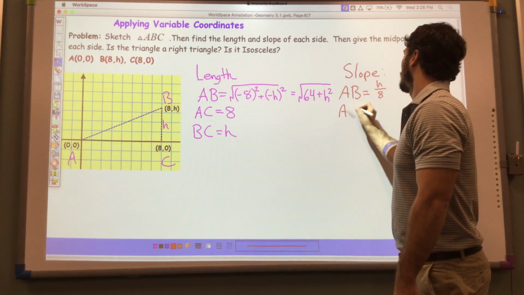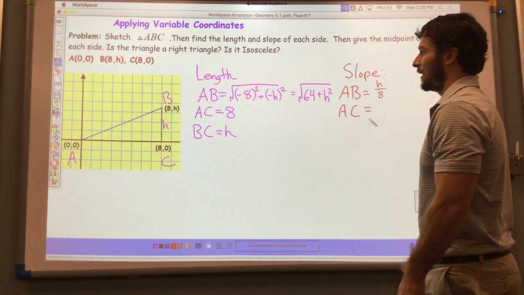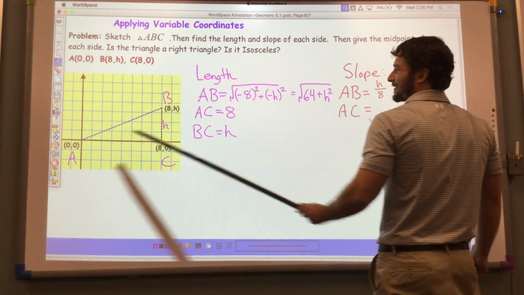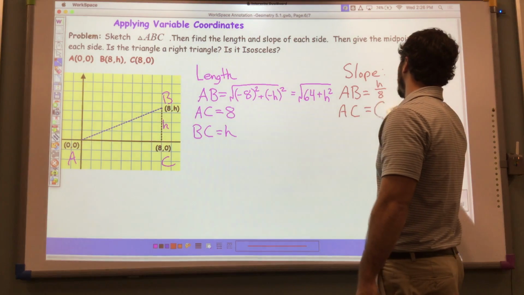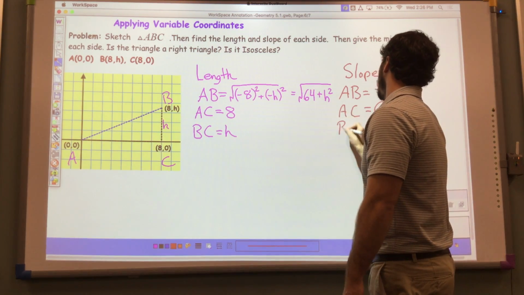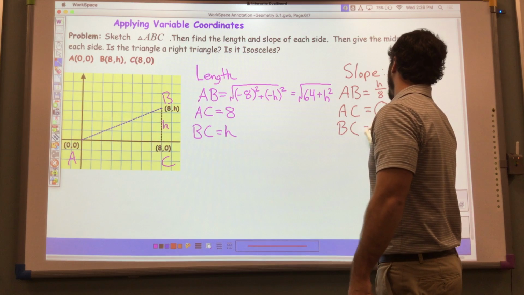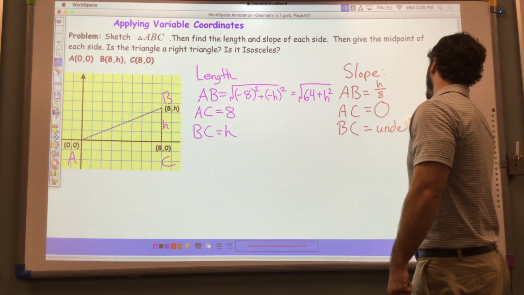AC, that's slope. From here to here, it's a flat line. It's horizontal, so that slope's 0. Then BC, that's a vertical line, so that is undefined.